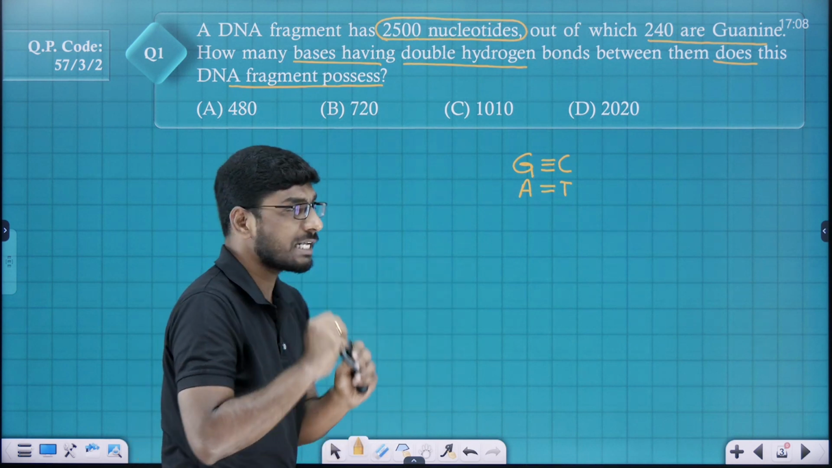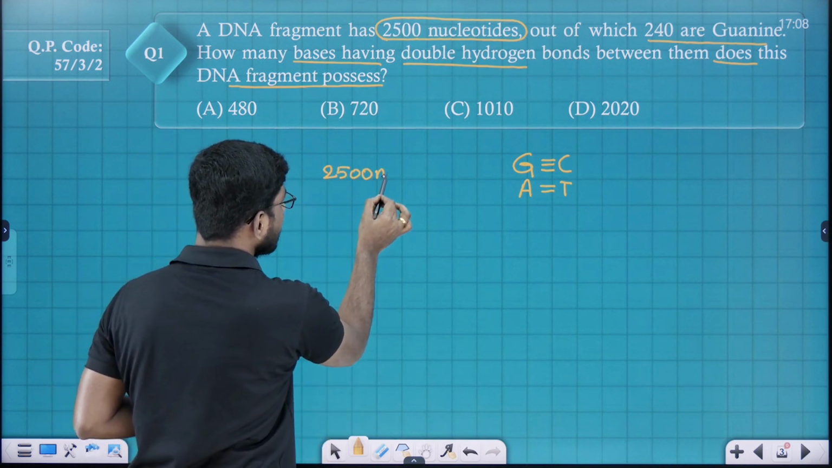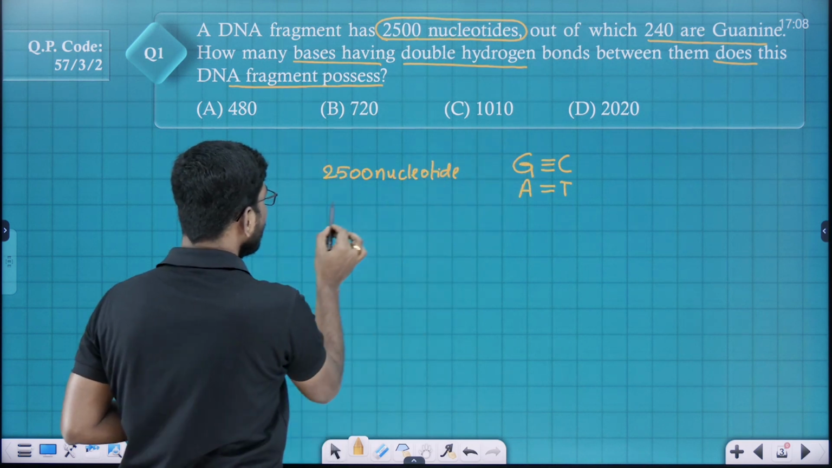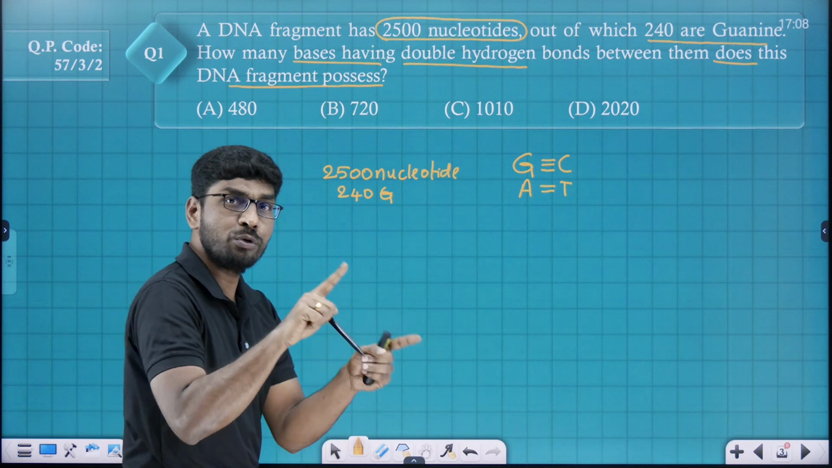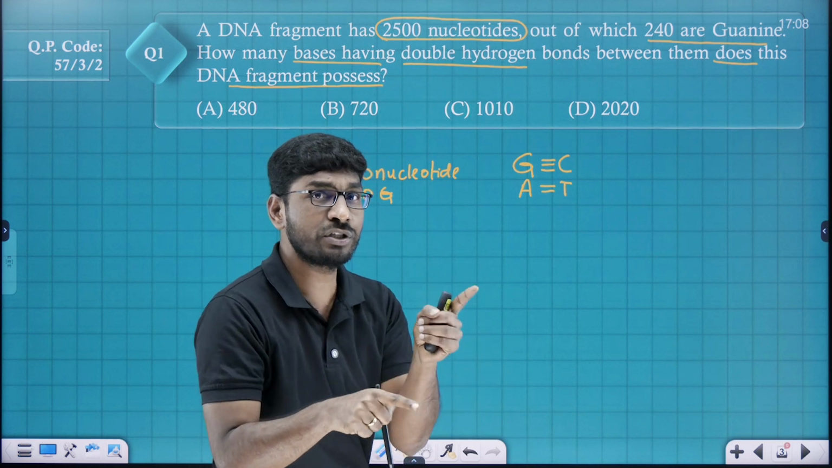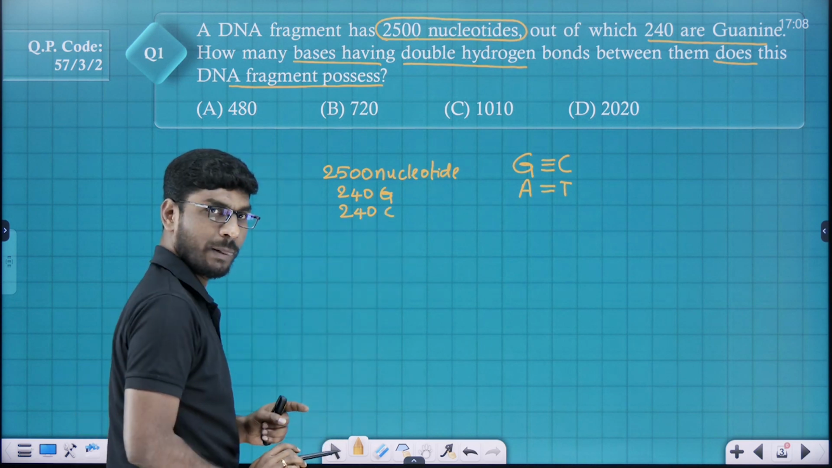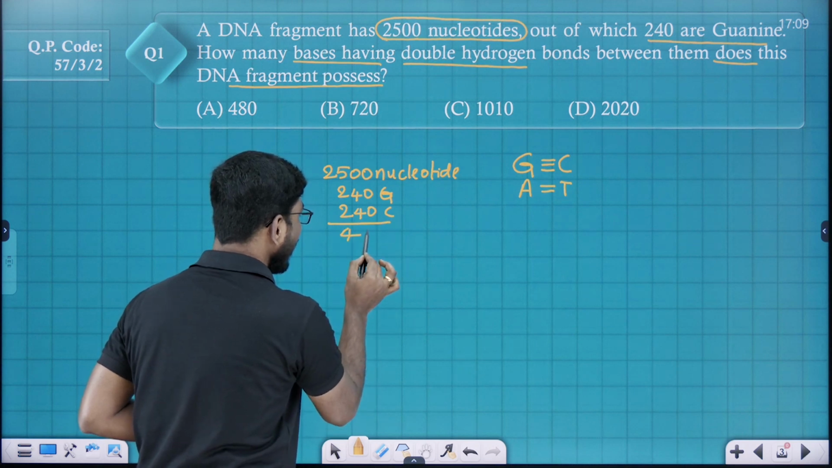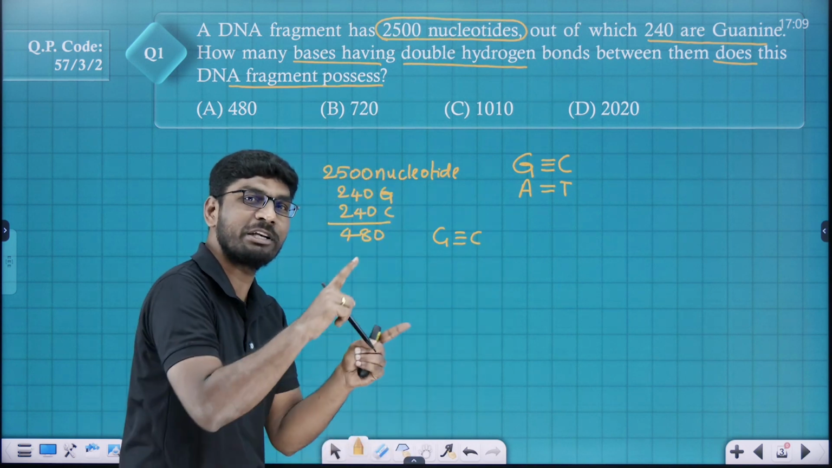We know this one. The total number of nucleotides is 2500, out of which 240 are guanine. The number of guanine is equal to the number of cytosine. So number of G equals number of C. So I can write 240 cytosine is also present. So what is the total number of G and C here? I can write 480. 480 have triple hydrogen bond between G and C.